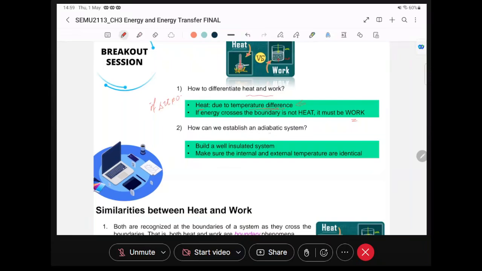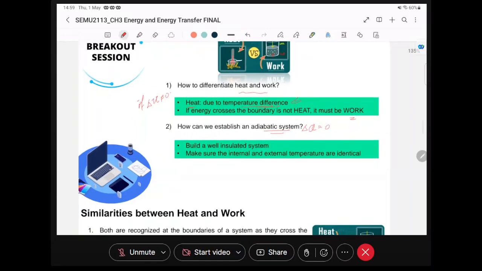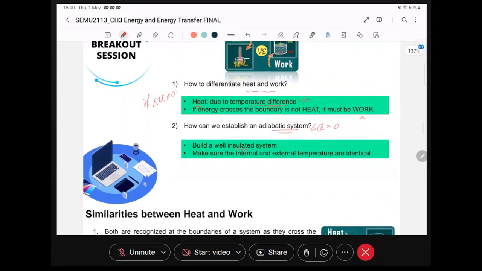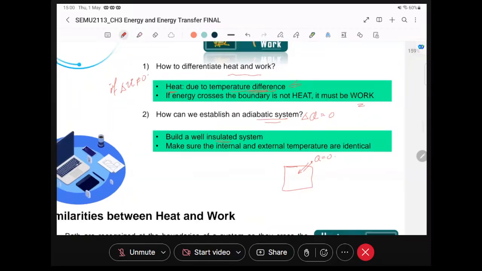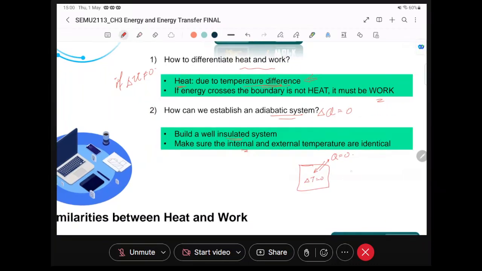How can we establish an adiabatic system? Adiabatic means there is no heat transfer. So to get an adiabatic system, it has to be fully insulated, because across the boundary there shouldn't be any heat transfer between them. Also, we have to make sure the internal temperature is the same, so no temperature changes, of course. Only then is there no heat transfer.